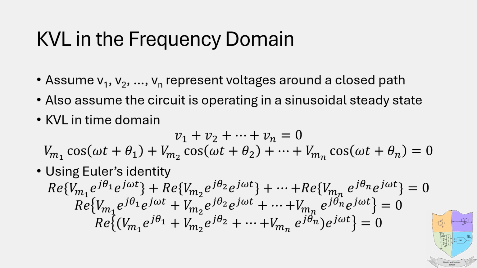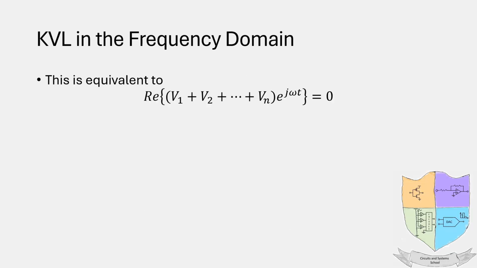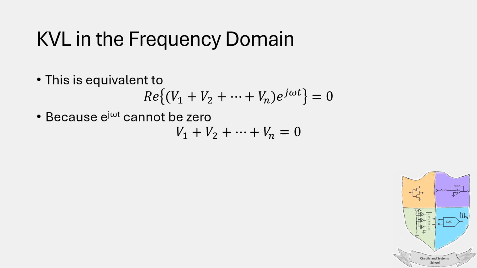e to the j omega t is the common factor, so it is factored out. Because e to the j omega t cannot be zero, we can write that the sum of corresponding voltage phasors is zero. This is in fact Kirchhoff's voltage law for phasor voltages.